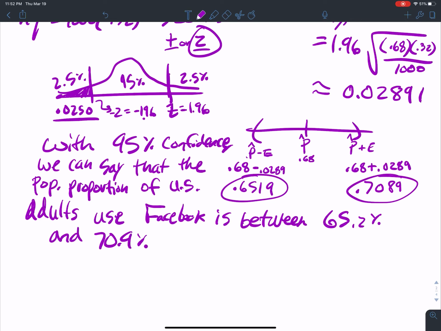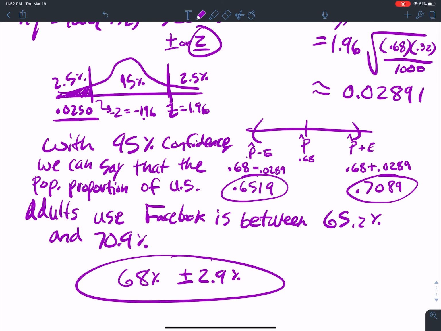In the real world, that's kind of wonky. What you might read in a newspaper is: survey says 68% of U.S. adults use Facebook, margin of error 3%. That's how it would be written out in a newspaper. They give you the point estimator, 68%, and then they might say plus or minus 2.9%. That would be about as technical as you would see in a paper.